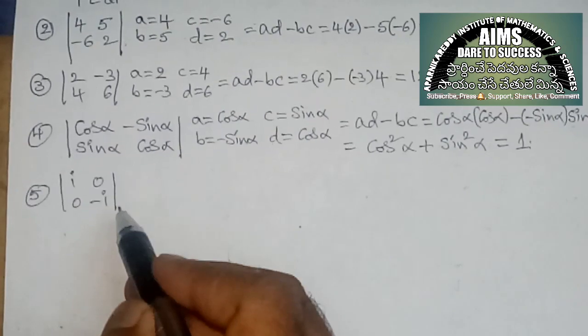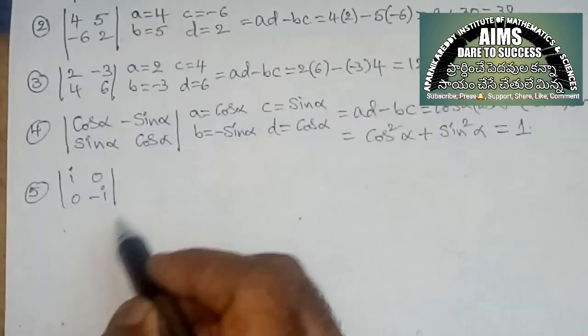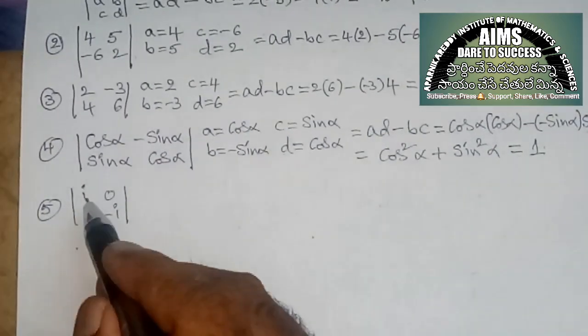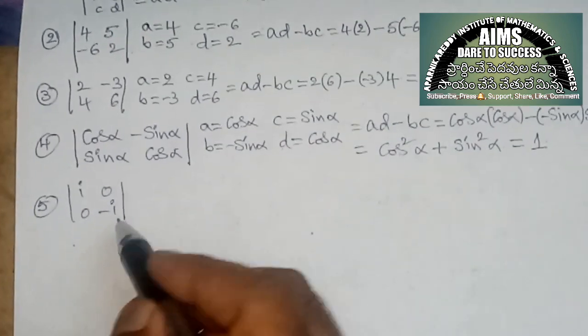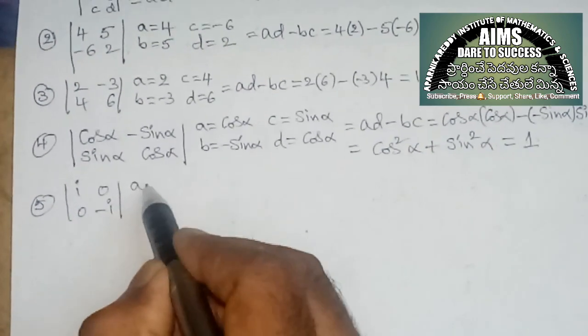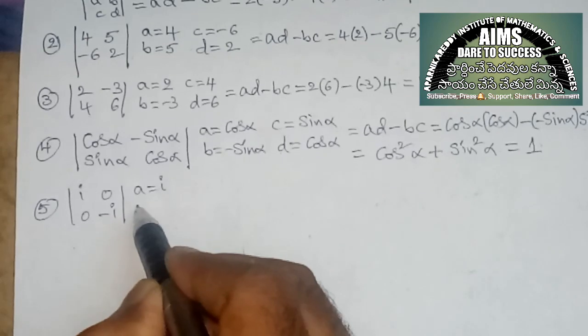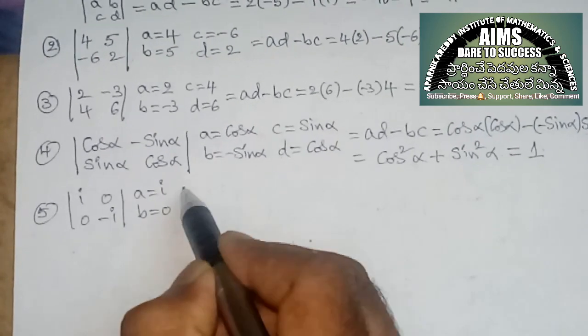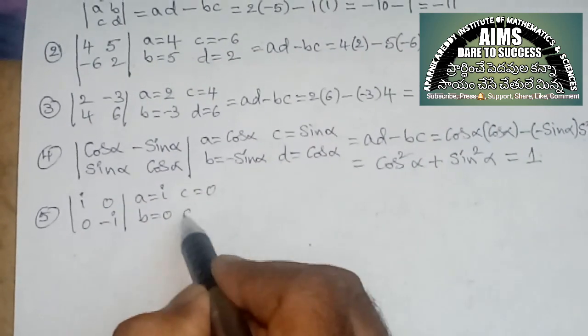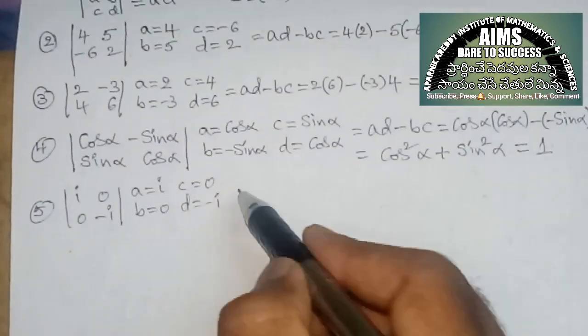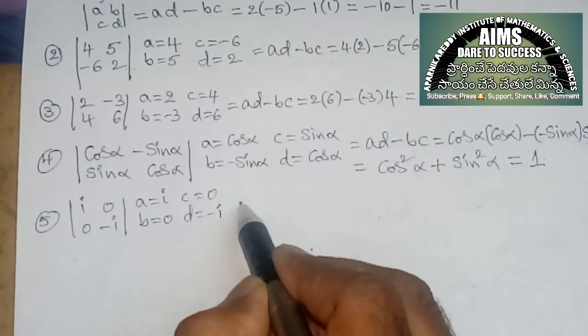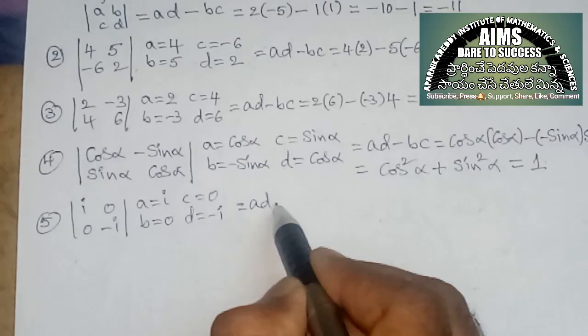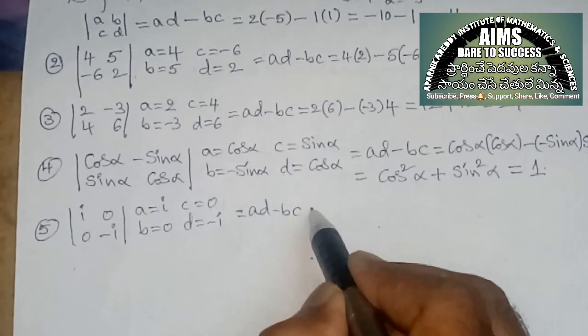Next, one more example I want to tell you. Determinant of i, 0, 0, minus i. I want to write the ABCD values. A value i, B value 0, next C value 0, D value minus i. Our formula is equal to AD minus BC.